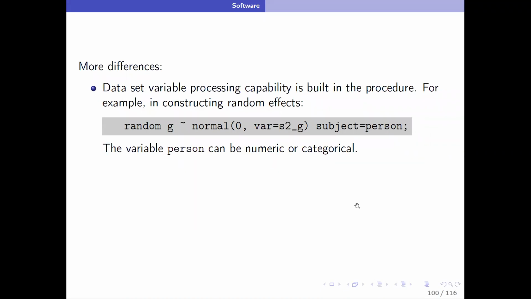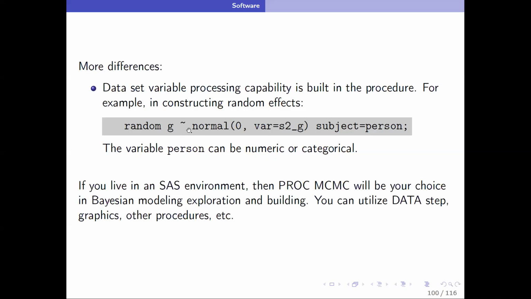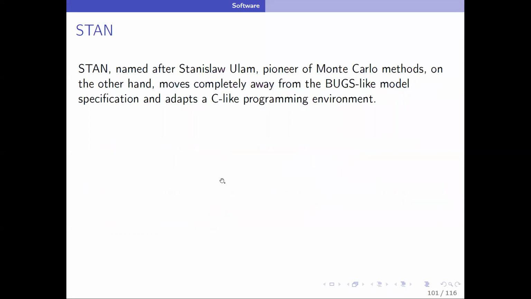So these are differences. And because it's native in SAS, it can do a lot of behind-the-scenes internal processing, such as handling subject variables in random effects, building up the random effect models, and so on. So if you live in a SAS environment, PROC MCMC will be your choice in doing Bayesian modeling and exploration. You can utilize the data step, graphics, and other procedures in that sense. I have 2 minutes. Okay, I am finishing up, maybe with Stan and Python.